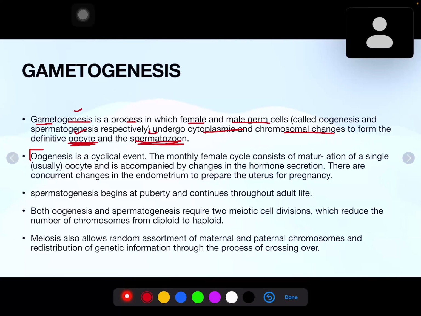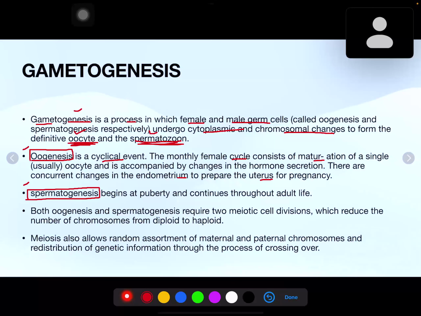Now in females it is called oogenesis, and in male it is called spermatogenesis. Now there are a few differences between male and female gametogenesis. Now you all have known that oogenesis is a cyclical event. The monthly female cycle consists of maturation of a single oocyte and is accompanied by changes in the hormone secretion. There are concurrent changes in endometrium to prepare the uterus for pregnancy.